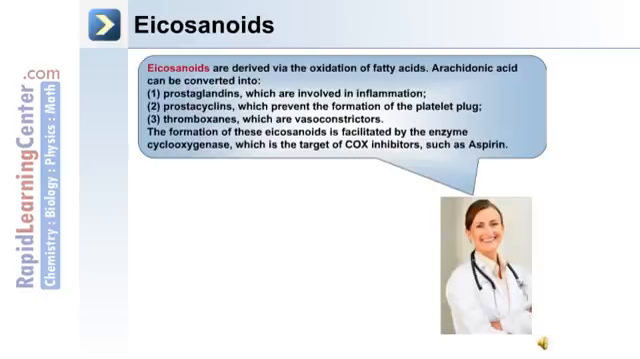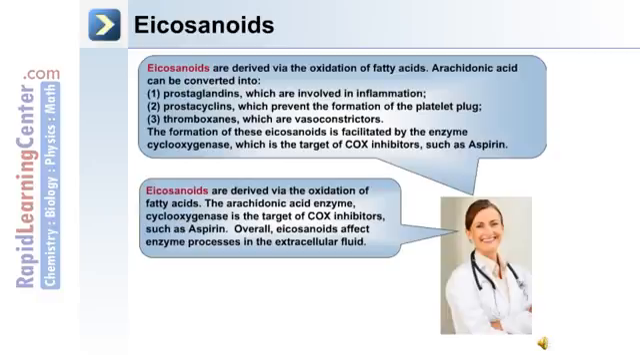The fourth group of hormones are known as eicosanoids. These are derived via the oxidation of fatty acids. Arachidonic acid can be converted into the following. Number 1, prostaglandins, and these are involved in inflammatory responses. Number 2, prostacyclins. These prevent the formation of the platelet plug. Number 3, thromboxanes. These are vasoconstrictor molecules. The formation of these eicosanoids is facilitated by the enzyme cyclooxygenase, and cyclooxygenase is a target of COX inhibitors such as aspirin.